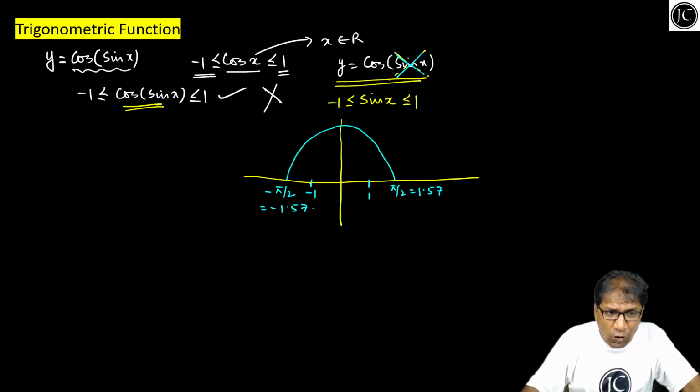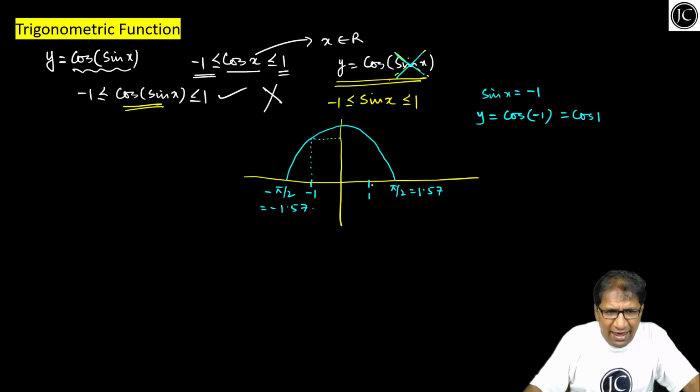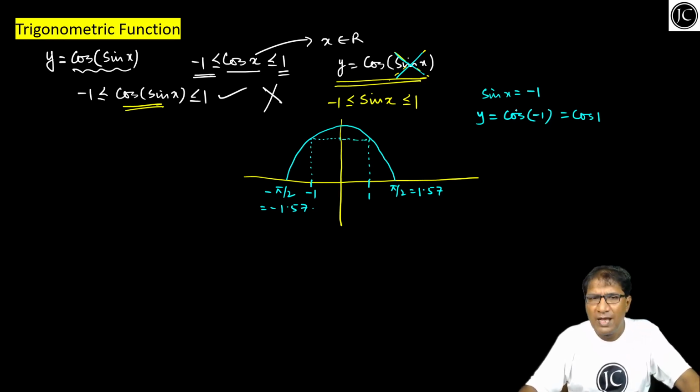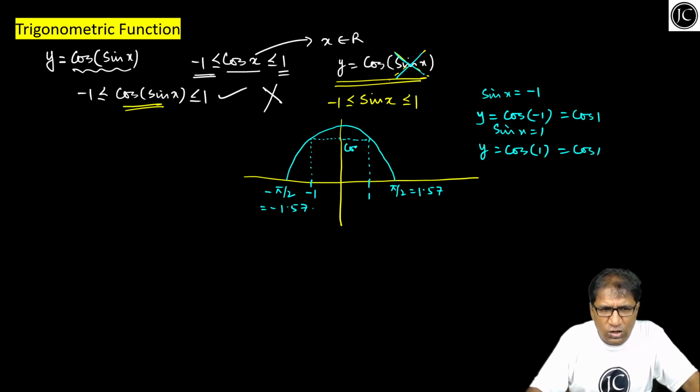So what will be the corresponding value of cos x? When sin x takes -1, what will be the value of y? cos of -1, which is nothing but cos 1. Similarly, when sin x is 1, what will be the corresponding value of y? It is cos 1 again. So this is cos 1.